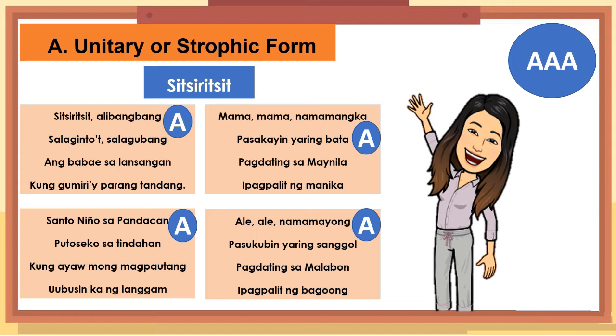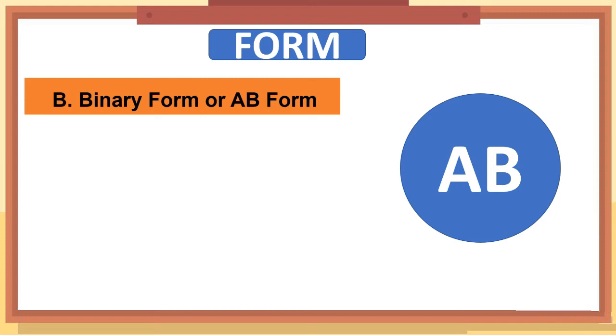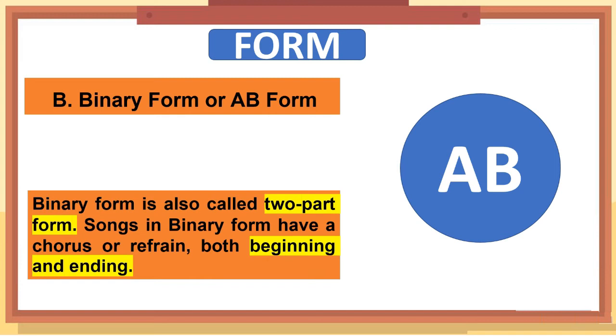The next one is binary form or AB form. A musical piece in binary form has two parts labeled A and B. Binary form is also called two-part form. Each section is different or contrasting. Songs in binary form have a chorus or refrain, both beginning and ending. The main section or idea is labeled as A, and the contrast section or idea is labeled as B.